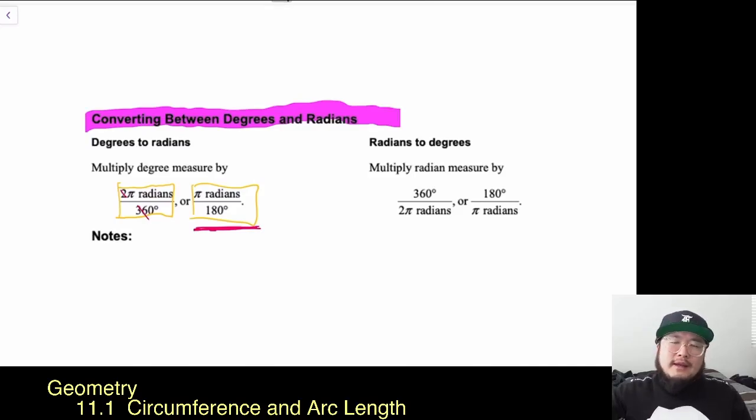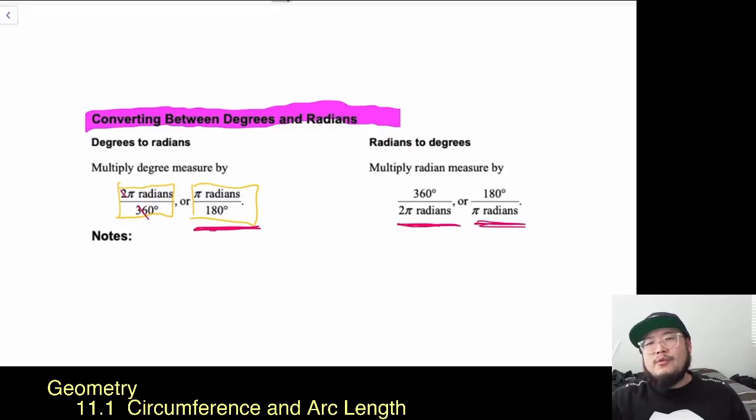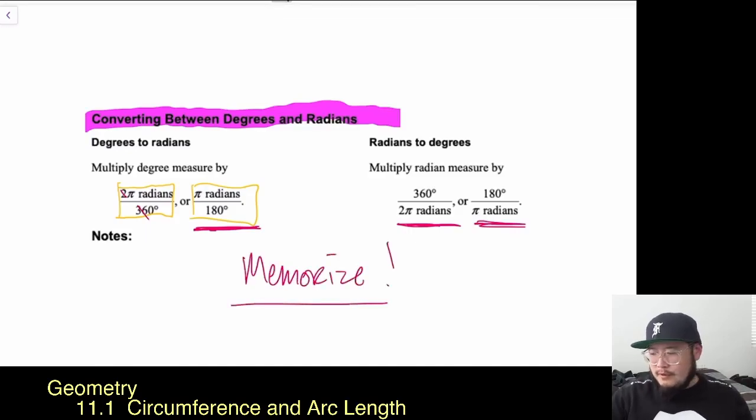If something happens to be in radians and you are trying to turn it into degrees, then you're going to go ahead and multiply it by 360 over 2 pi or 180 over pi, and then you will get your measurement from radians to degrees. Memorize it. There you go.